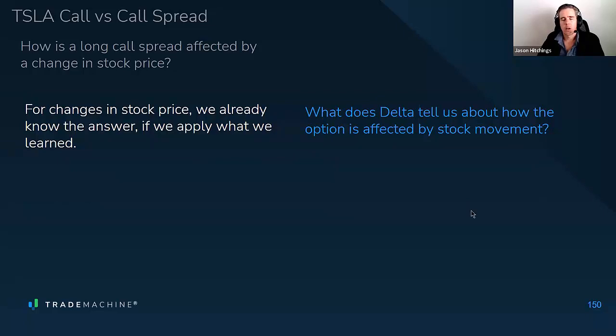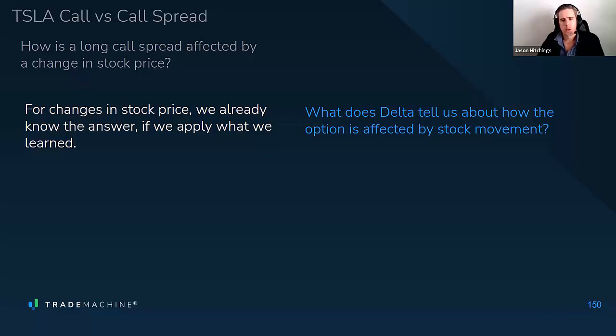So we know that the long option is going to be positively affected by stock price, and we know that the short option, the other person's option that bought the option from you, is also going to go up in value as stock goes up in value. But since you're short that, since you sold something that's increasing in value, that's going to hurt your overall position.